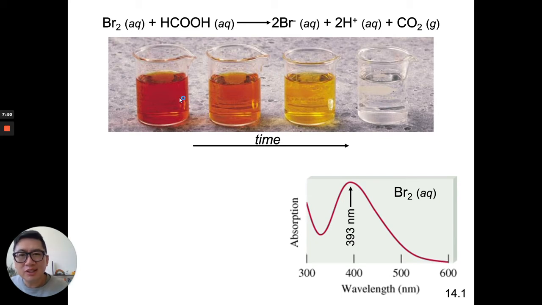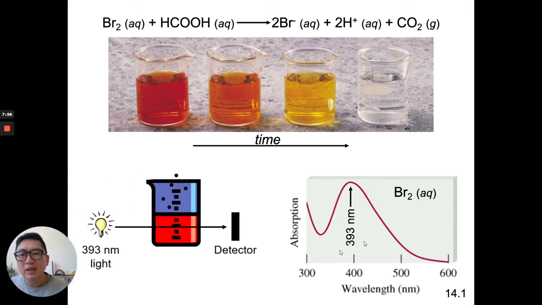Well, for this, it just turns out this reddish orange color has a wavelength of light of about 393 nanometers. So if you shine a 393 nanometer light through this solution, the more bromine, Br2, you have in this stuff, the more would be absorbed, or in other words, less will be detected. The less bromine, Br2, in here, more light would go through, and more of the 393 nanometer light would be detected. So we can actually measure the concentration of the Br2 in time based on how much light of specifically that reddish orange color goes through over time.